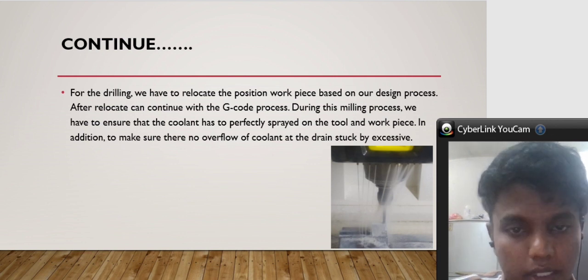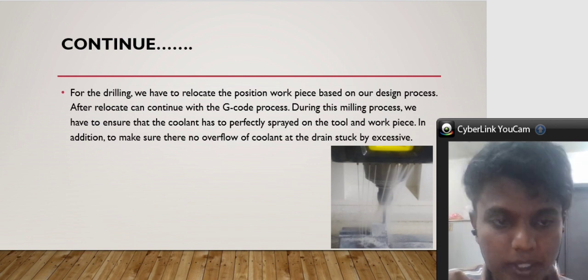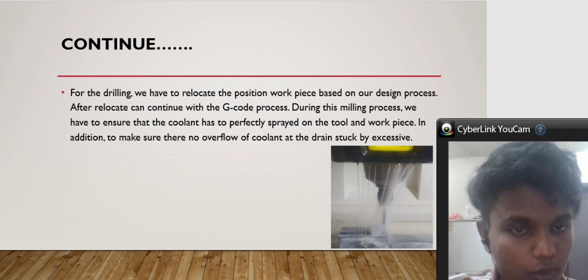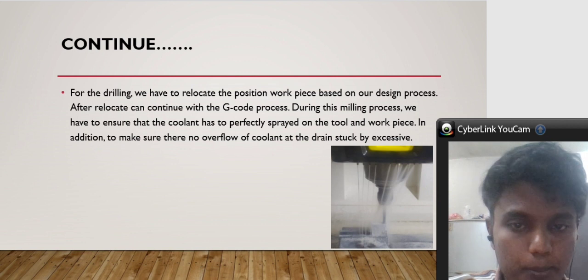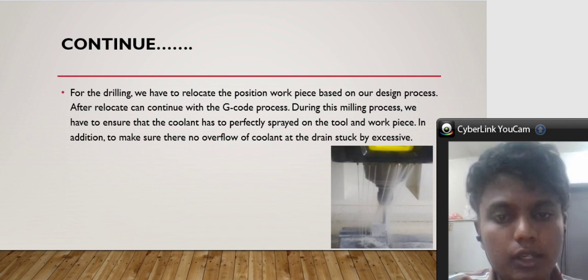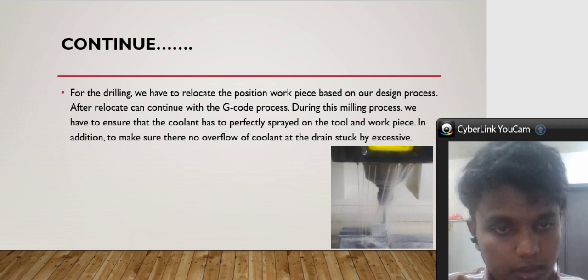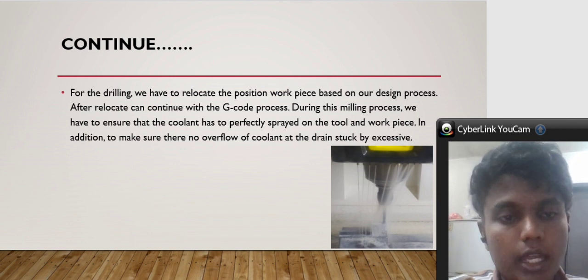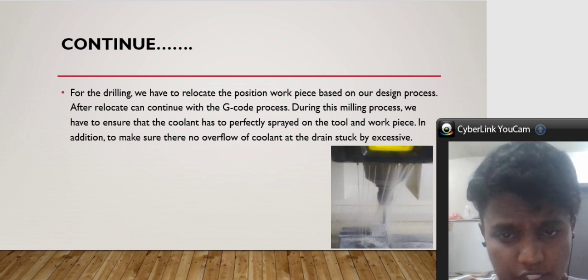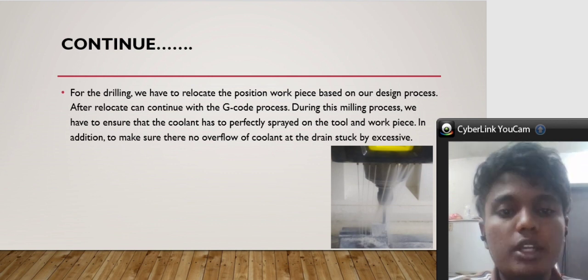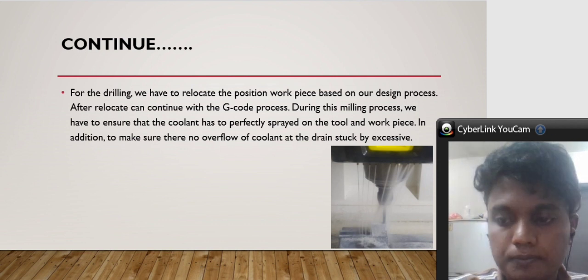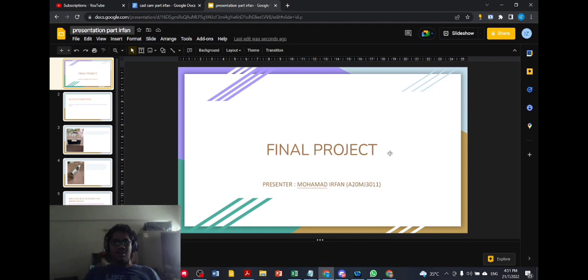For the drilling part, we have to relocate the position of the workpiece after finishing the top part, and then relocate the workpiece on the bench of the machine based on our design process. After relocating, we can continue with the G-code process. During the milling process, we have to ensure the coolant is perfectly sprayed on the workpiece and tool. In addition, we make sure there is no overflow of coolant, with the drain not blocked by excess chips in the machine. Thank you.